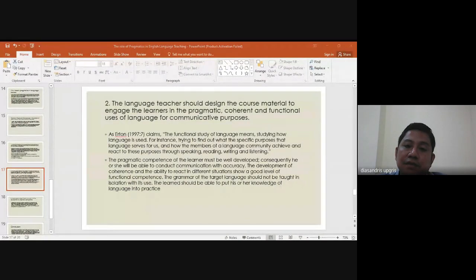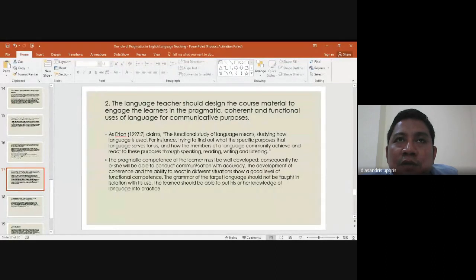Thank you, Aziarnis. The language teacher should design the course materials. Kita harus mendesain course materialsnya to engage the learners in the pragmatics, ya. Untuk apa? Untuk merangkul pragmatic coherence functional uses of language for communicative purposes. Ayrton claims the functional study of the language means studying how language is used. For instance, trying to find out what the specific purposes of the language serves for us and how the member of the language community achieve and react to these purposes through speaking, reading, writing, and listening.